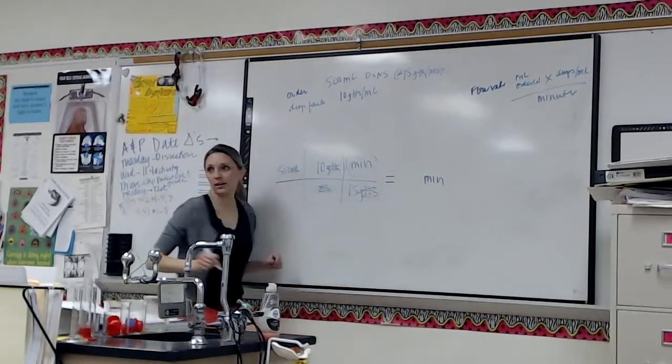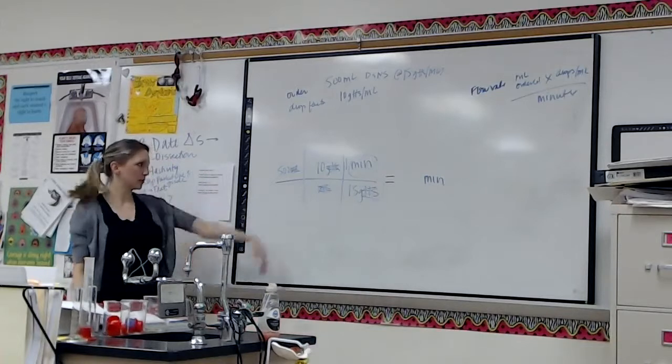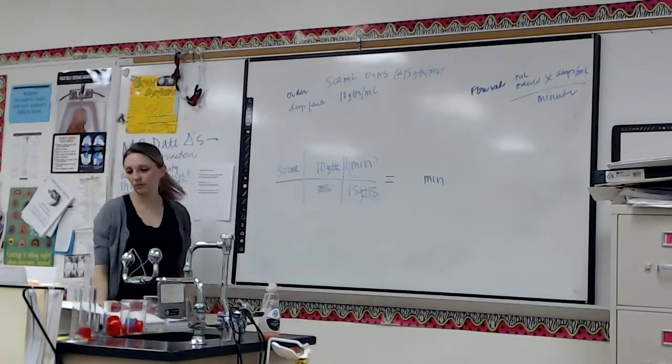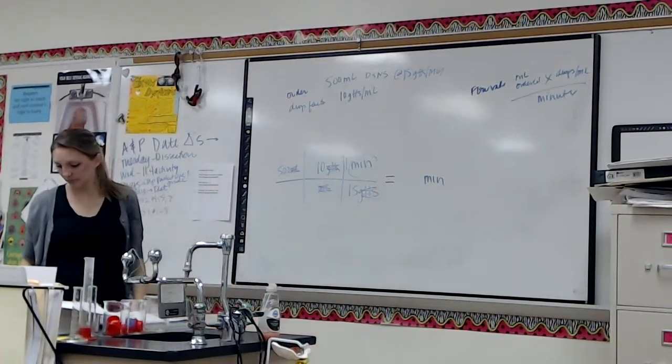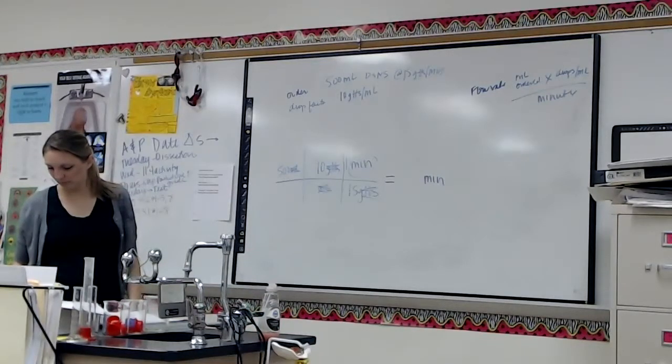All right, we ended up with minutes, so that checks out our equation. And what do we get? 500 times 10 is 5,000, divided by 15.